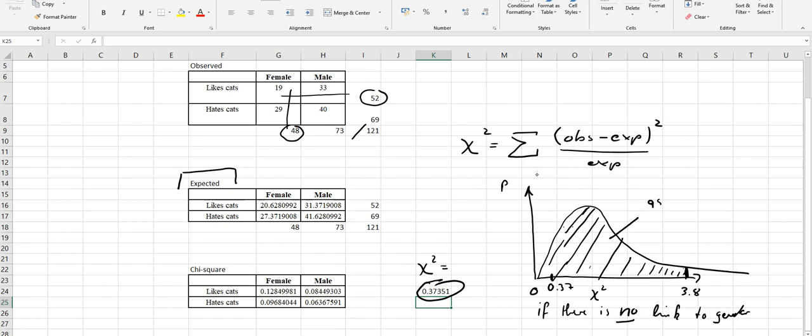I probably should call this 95% confidence interval here. And this means that we can be very sure that there is no link between gender and cat preference.